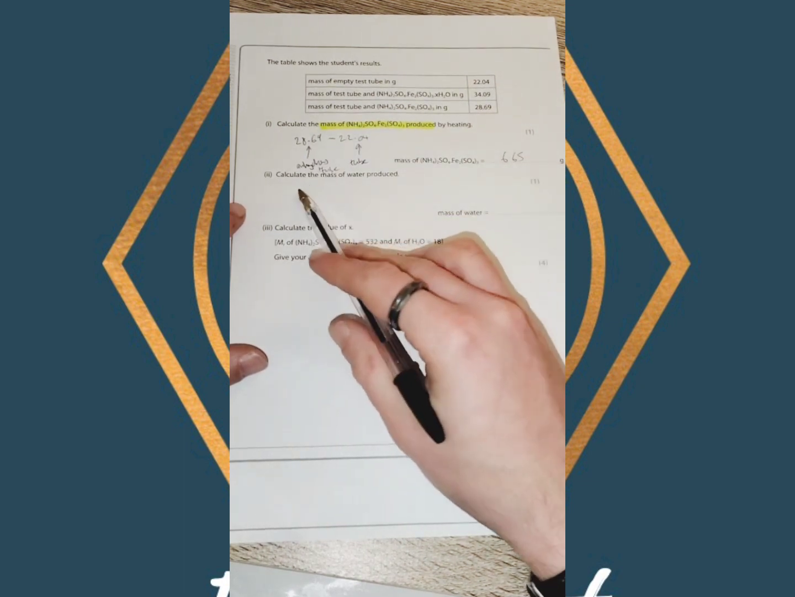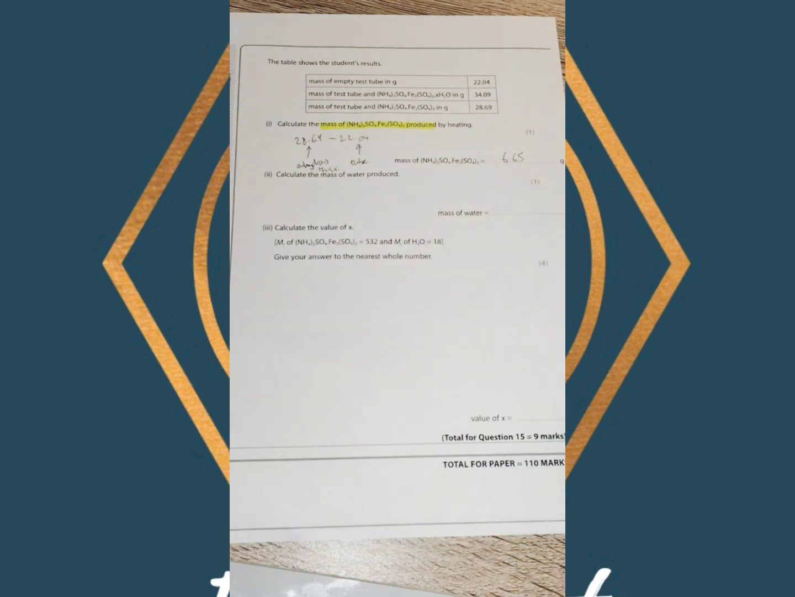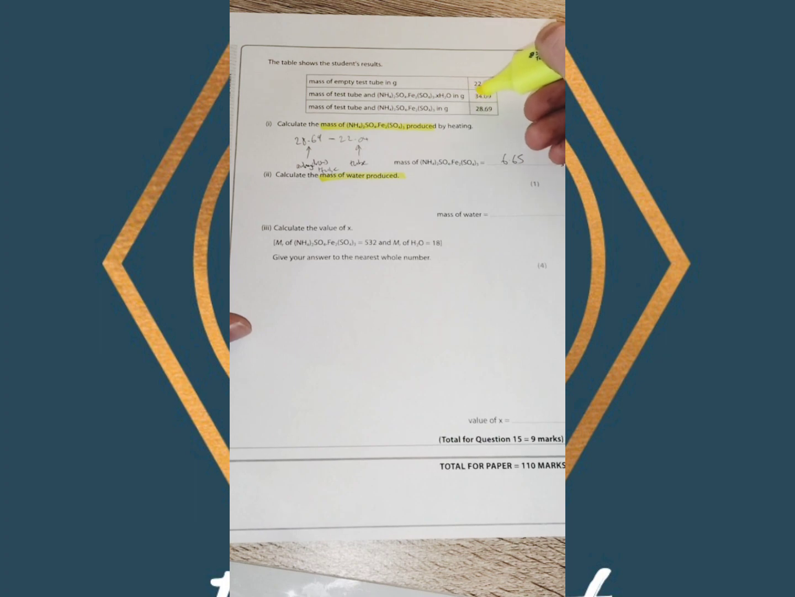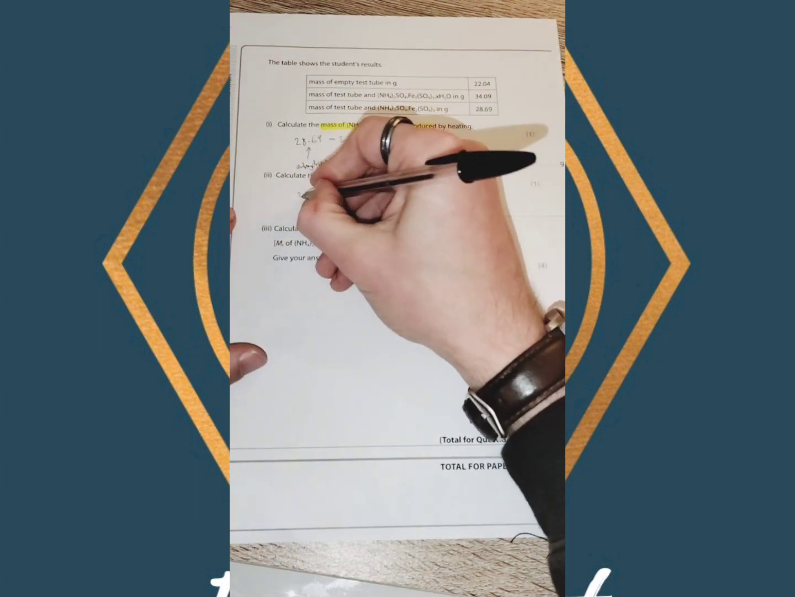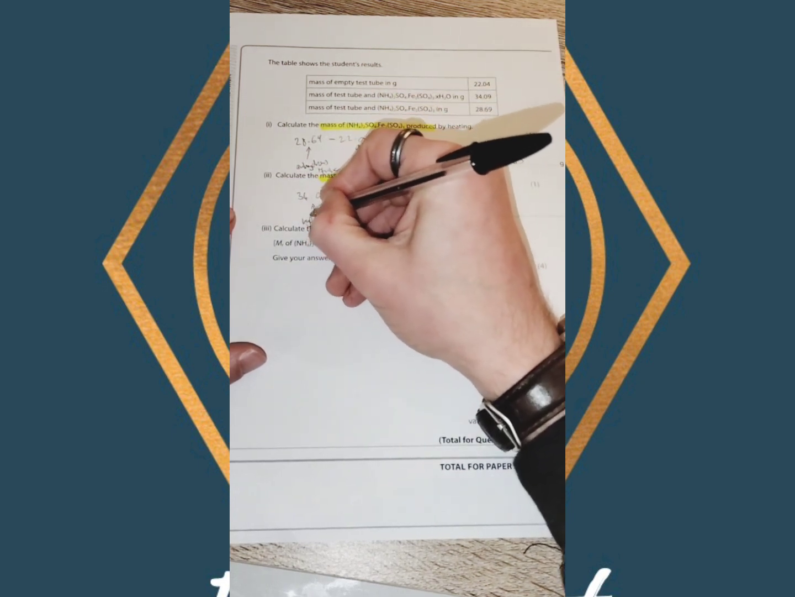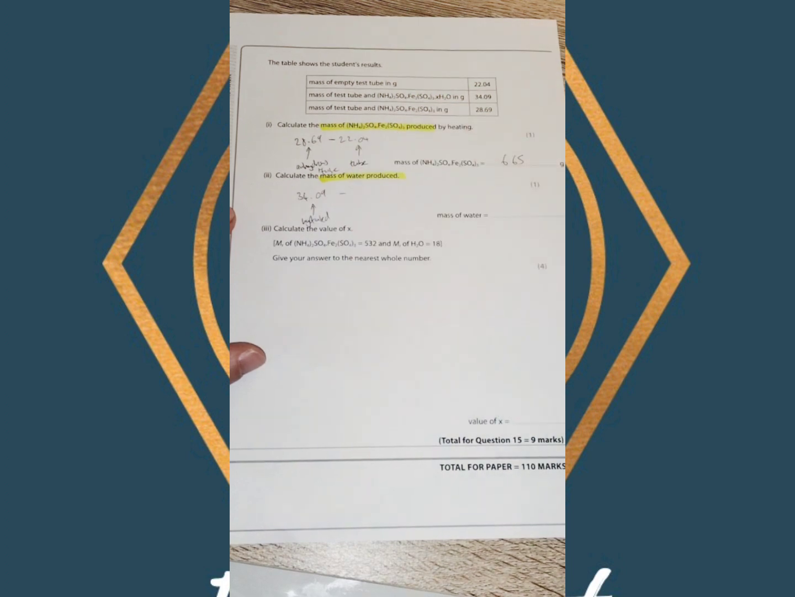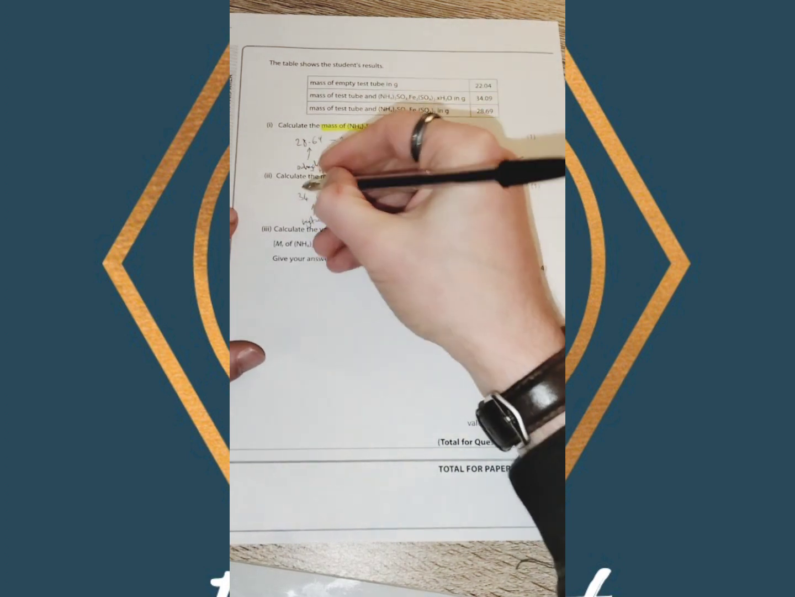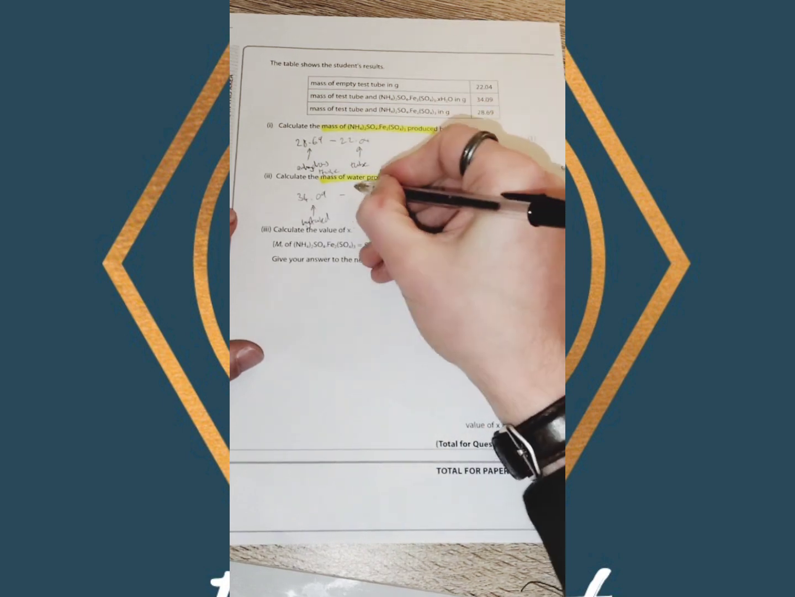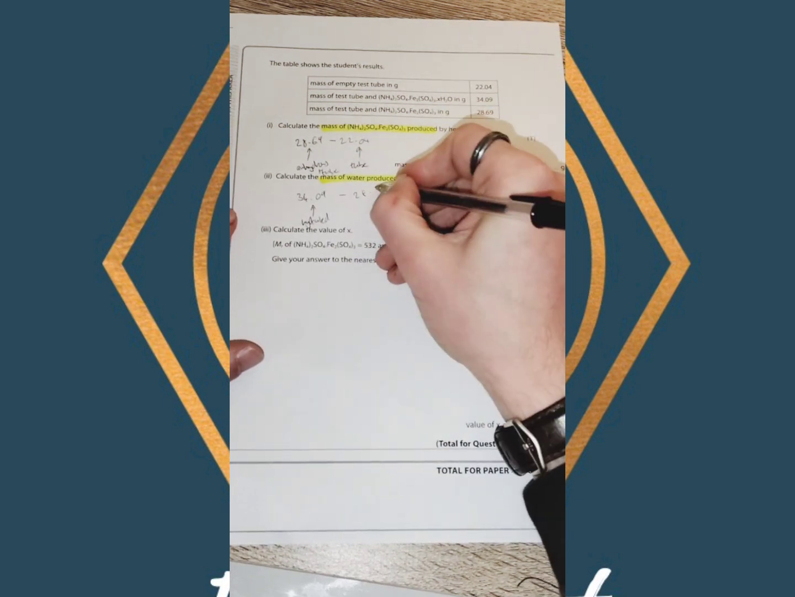Now, second part of the question is calculate the mass of water produced, or what mass of water is being driven off from the hydrated form up here. So again, what we do is we write down the mass of the hydrated form of the compound, 34.09. Remember, that's the hydrated form with the water. We take away the mass of the anhydrous form. Remember, that's with the tube as well. Take away the mass of the anhydrous form with the tube, which is 28.69.